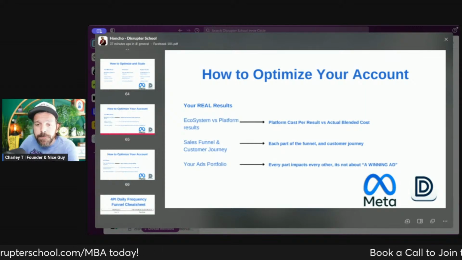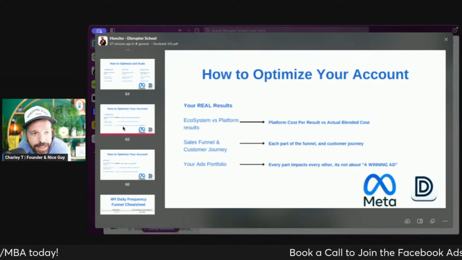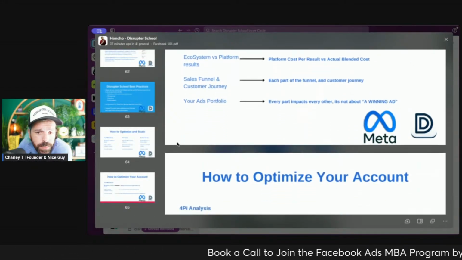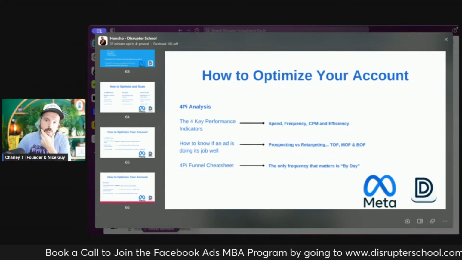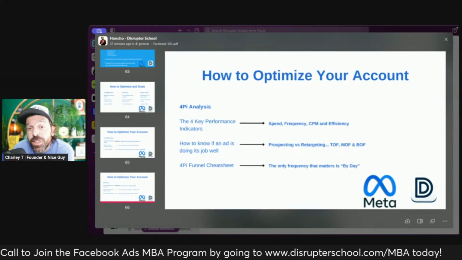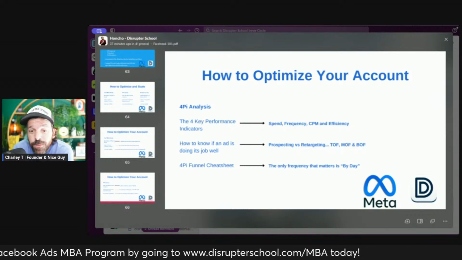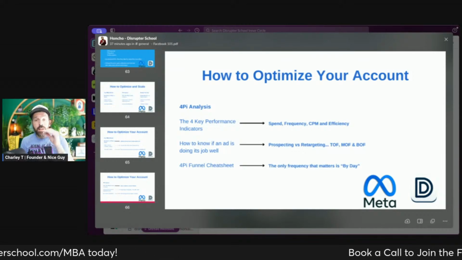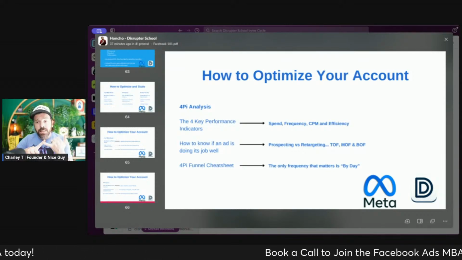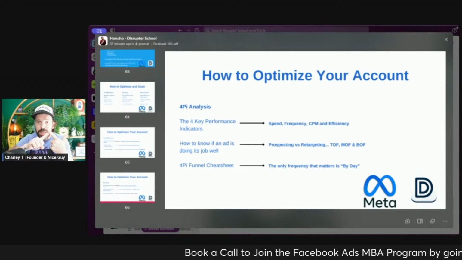Okay, so let's break this down. 4PI analysis. This is how you can actually understand what's going on in your ad account. I can use a 4PI analysis to understand how any ad is working in any ad account in less than 30 seconds, and so can you. There are only 4 metrics that matter: spend, frequency, CPM, and efficiency.